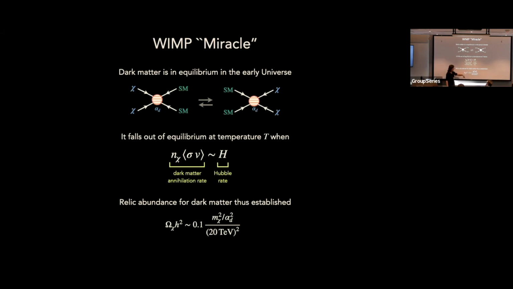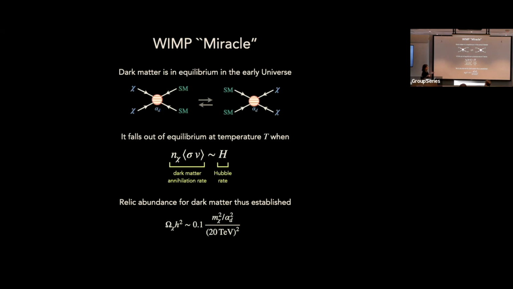This is the dark matter abundance, and it scales in this way with the dark matter mass and its interaction strength with the standard model. If you assume that this is a weak interaction strength, and you assume that the dark matter is also weak scale, so roughly 100 GeV to a TeV or so, then this works out to give you an abundance of roughly 0.1. That's what people refer to as the WIMP miracle. You just assume weak scale parameters and it all works out.